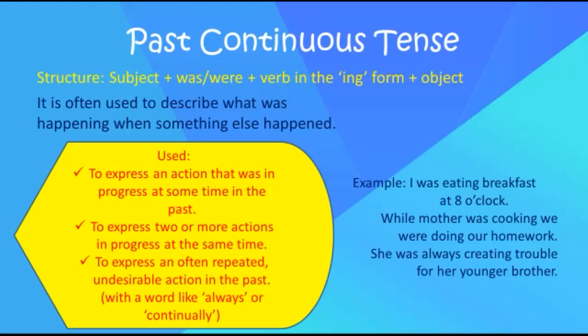Sometime it was continuing. To express an action that was in progress at some time in the past, it is also used to express two or more actions in progress at the same time. For example, while mother was cooking, we were doing our homework. So these two actions are running at the same time. While mother was cooking, but we were doing our homework.